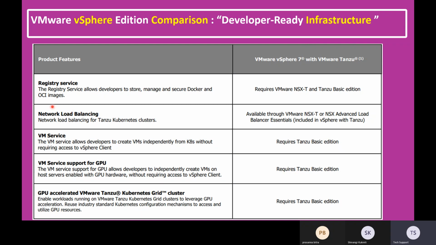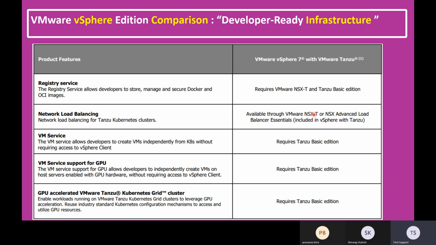Okay, and for some advanced feature scenarios only, we need an NSX-T license also. From a load balancing perspective, you can use either VMware NSX-T or a third-party load balancer, like Citrix NetScaler or F5 load balancer, anything we can use. But if you want to use VMware load balancing, we need to go for the NSX-T product or NSX Advanced Load Balancer Essentials. Any one product we need to use.